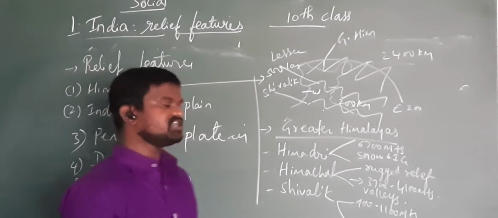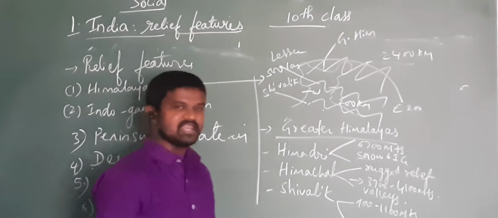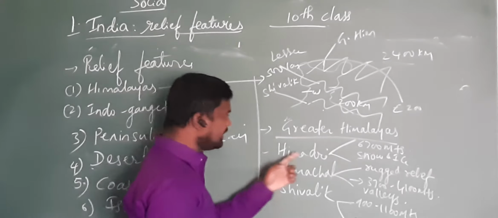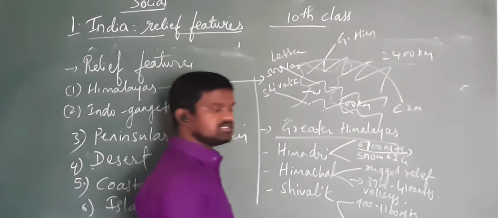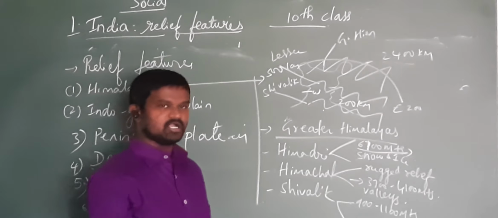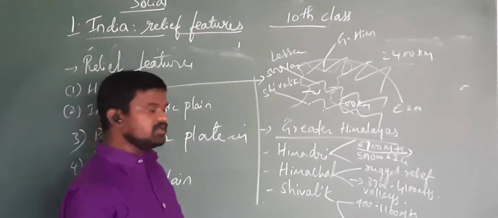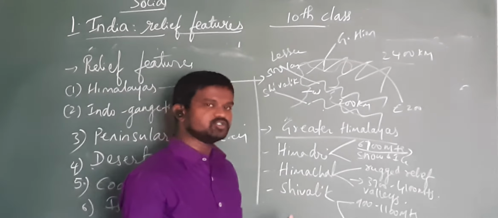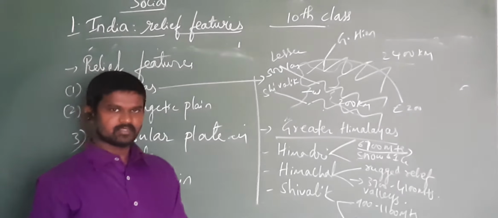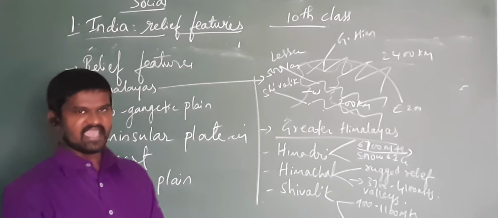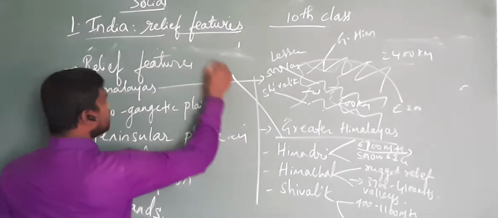The Greater Himalayas are continuous ranges. Most of the height of the Himalayas we can find in the Greater Himalayas, with mountain altitudes of more than 6,100 meters. The Greater Himalayas are mostly composed of snow and ice. You can find glaciers. Due to the seasonal accumulation of ice, movement of the ice, and melting of the glaciers, we find perennial rivers here.